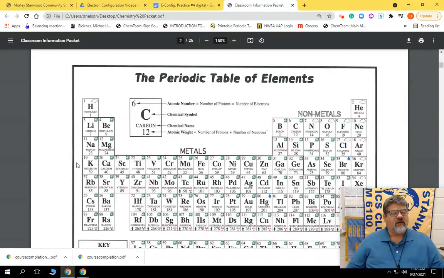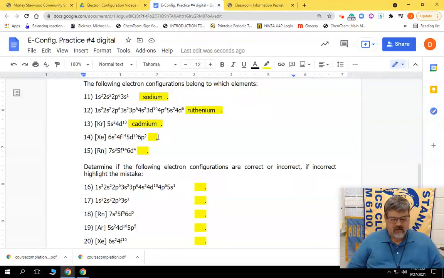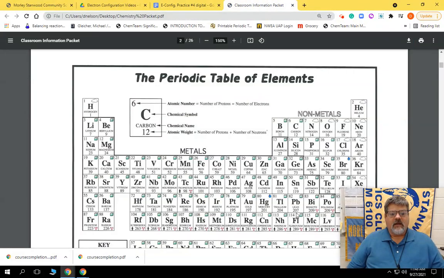1, 2, 3, 4, 5, 6. Go over here to p. p1, p2, so it should be 82, lead. Okay, so let's put our answer down there as lead. But lead, if we look at it, lead is 82. So let's go ahead and look at it. We know that it's xenon, so we have 54.